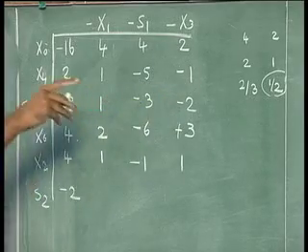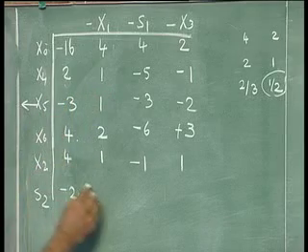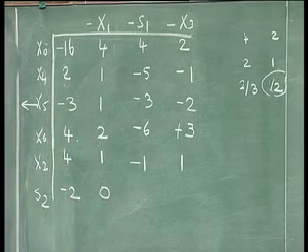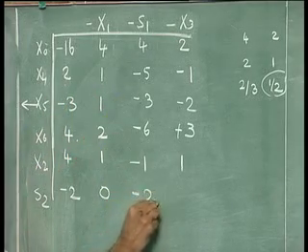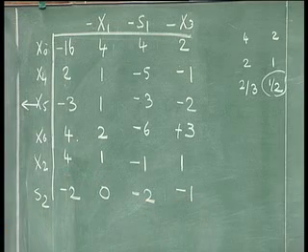1 into 1 by 2 is 1 by 2, which will become 0. -3 by 2 will become -2. -2 by 2 will become -1.